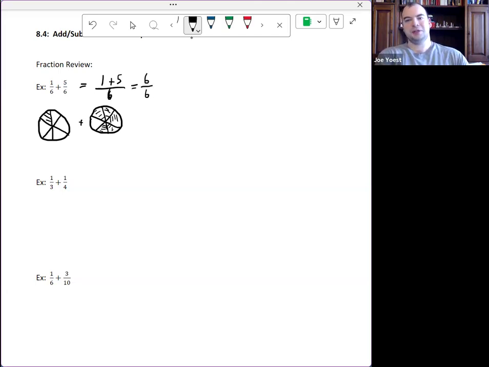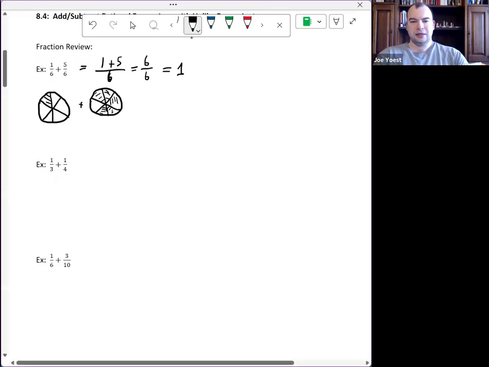This gives me 6/6. And then, of course, I simplify at the end. I want to write this in the simplest form possible. So I divide out the common factor of 6 and get 1. Okay, so probably no surprises there.